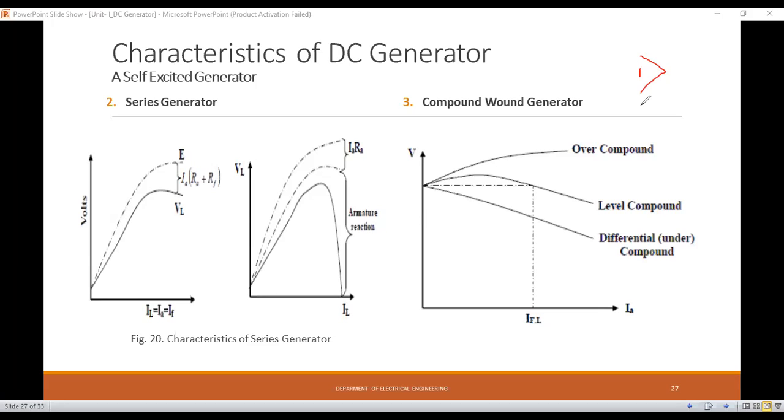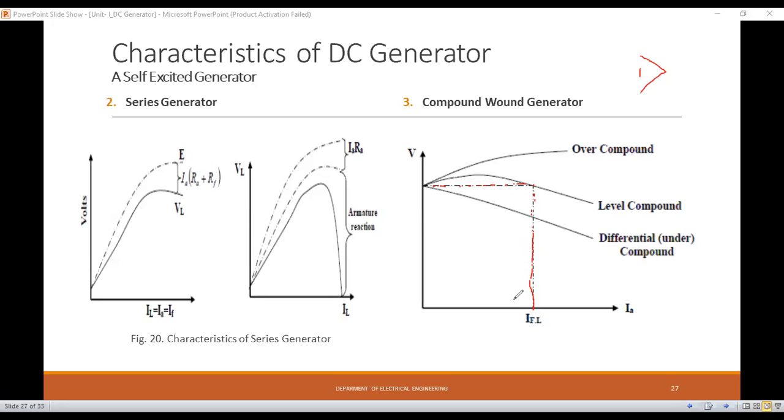And when the shunt field winding is in parallel with that of armature plus series field winding, then it is called a long shunt compound generator. Long shunt compound generator म्हणतात. See, the characteristics for that is given here. See, this dotted line shows that the constant induced EMF at a full load current of DC generator. Okay, DC generator.